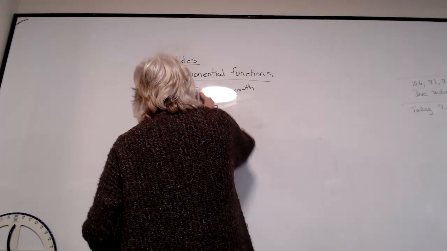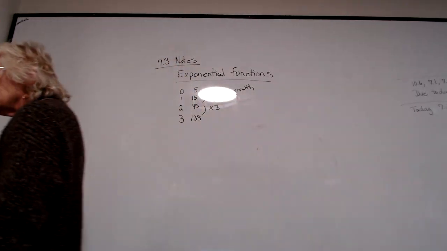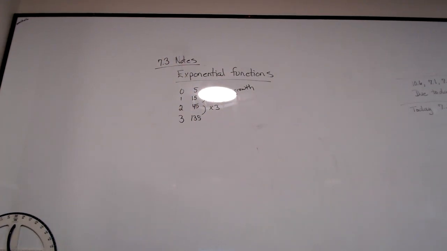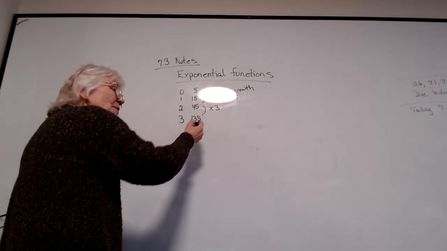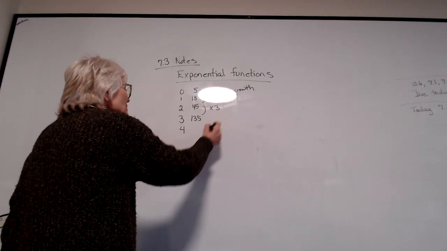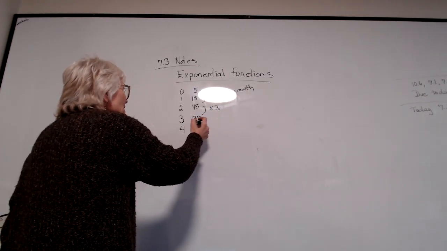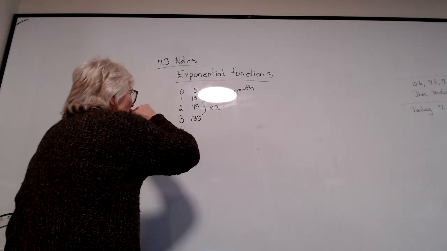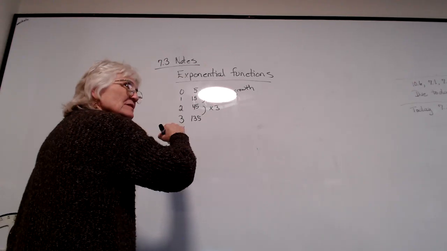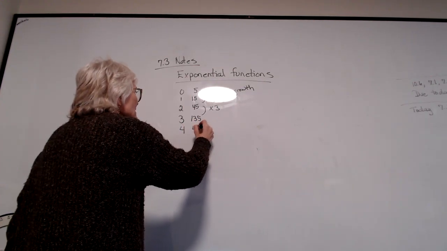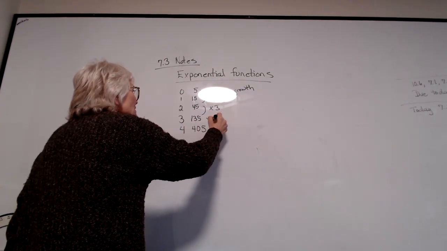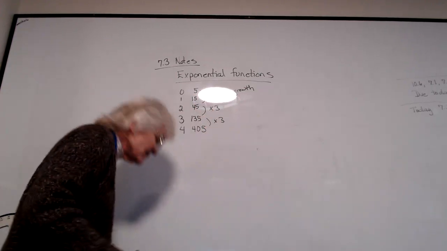Because if I look at the numbers, they are growing as I go from 0 to 1 to 2 to 3. They are growing, so it's called a growth function. And notice the numbers start out pretty small, but as you get up into larger ones, if I were to multiply this by 3, what is it? It'd be like 405, I think. Maybe. 405, that might be right. Yes, it is.